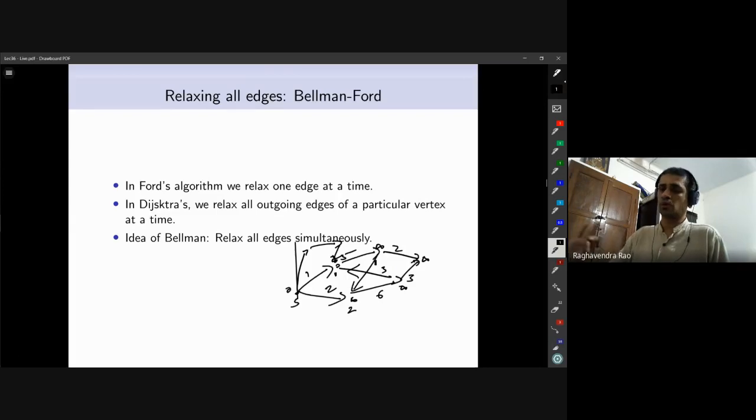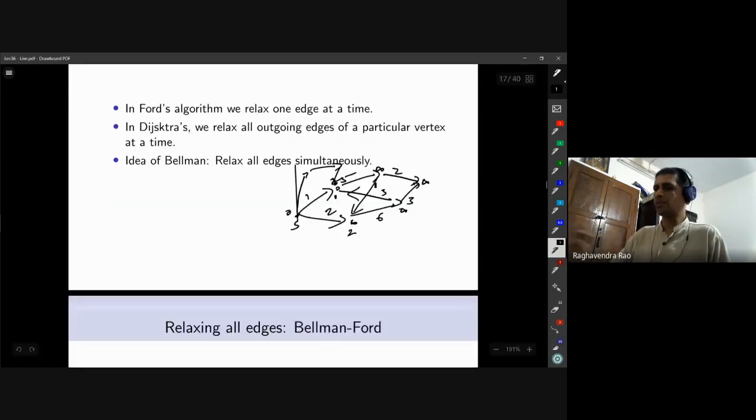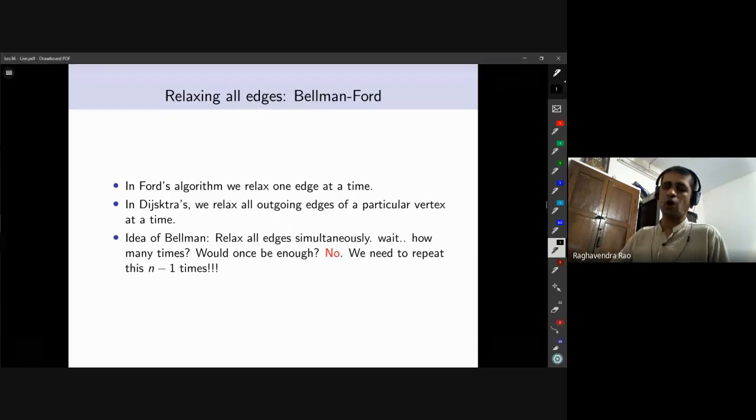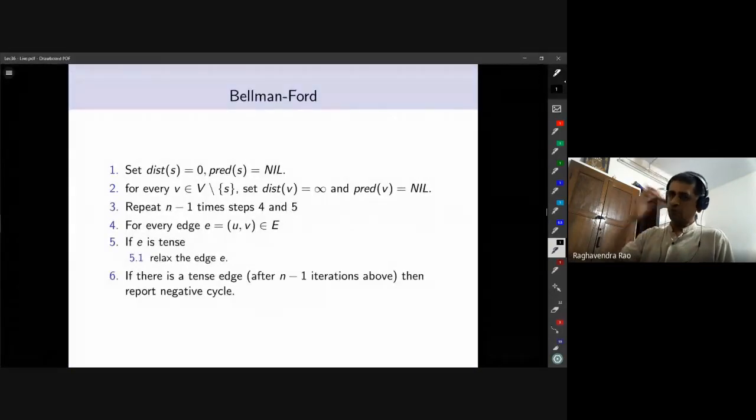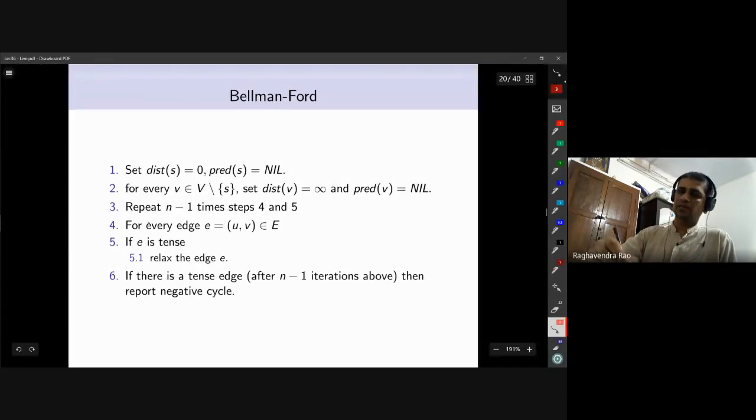So the algorithm is fairly simple: you apply relax for all edges and repeat this n minus 1 times. I'll formally state the algorithm. You have the same initialization as before: distance of S is 0 and predecessor is nil.